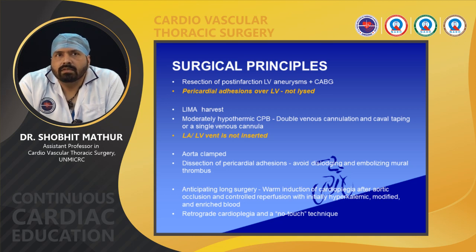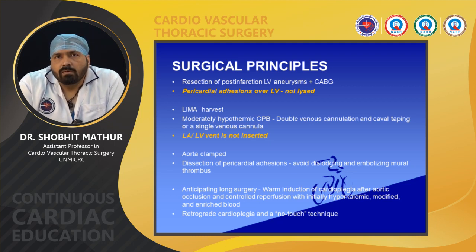Aorta has to be clamped. Definitely, for giving cardioplegia, we have to clamp the aorta. And only after clamping the aorta, the dissection of the pericardial adhesions has to be done. This is a very important thing because while handling the aneurysmal portion of the LV, the thrombus might break down, and that can lead to dislodging and embolic events.